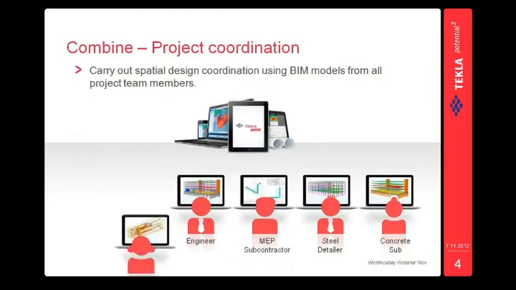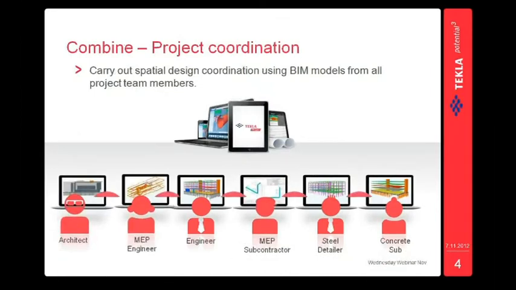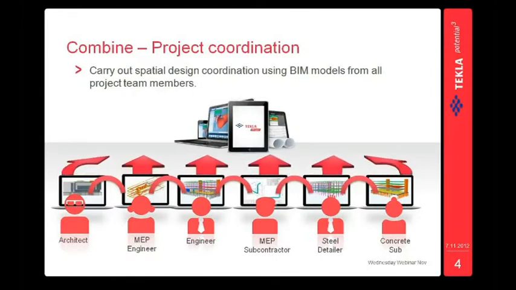In this slide, we can see an example of project coordination, of how spatial design coordination is carried out using BIM models from all the team members. May one be an architect, steel detailer, or MEP engineer, everyone provides their own models for the contractor to combine. After this, every member of the team is able to see the whole project. And the owner is also provided with a way of following the project development.